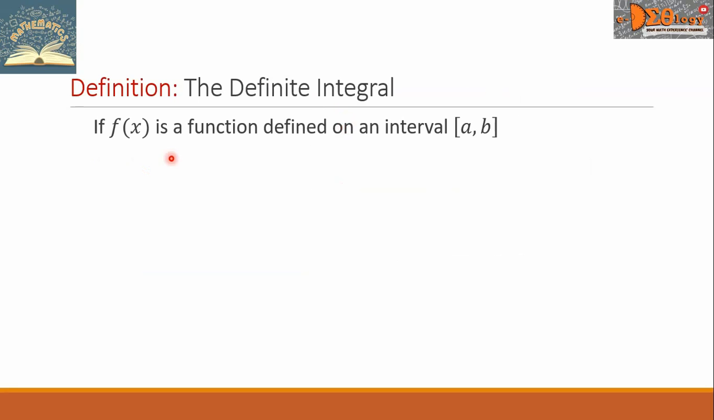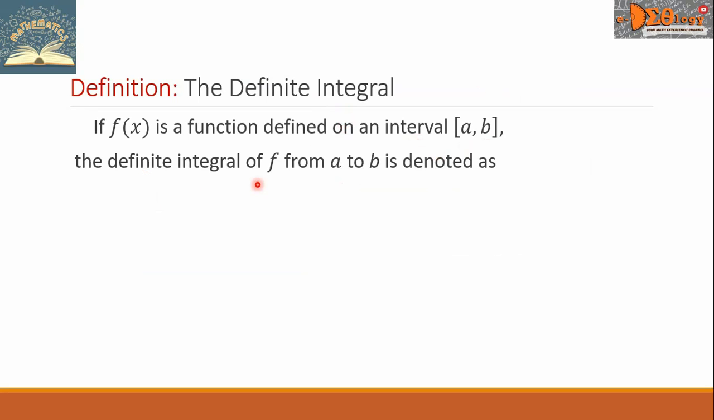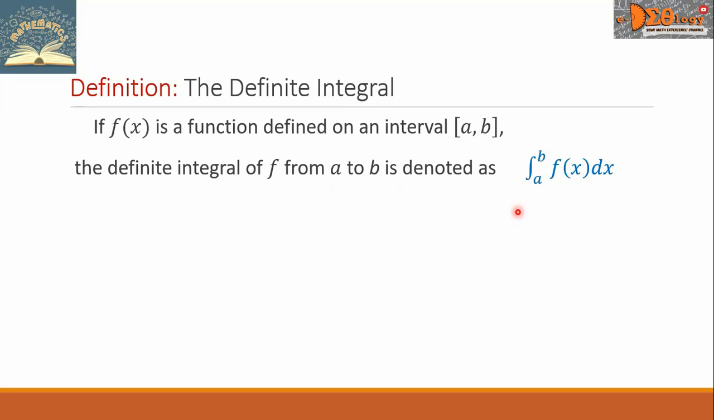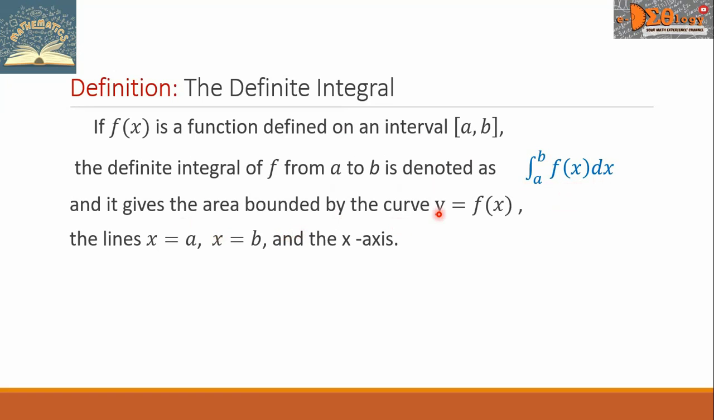If f(x) is a function defined on a closed interval from a to b, the definite integral of f from a to b is denoted as the integral from a to b of f(x) dx. It gives the area bounded by the curve y = f(x), the lines x = a, x = b, and the x-axis.